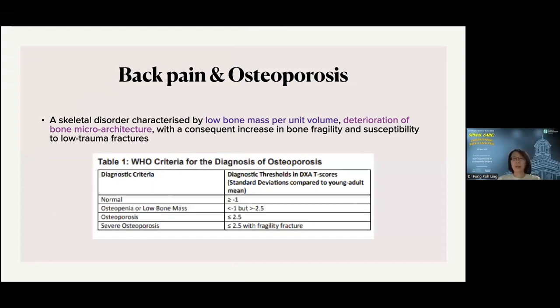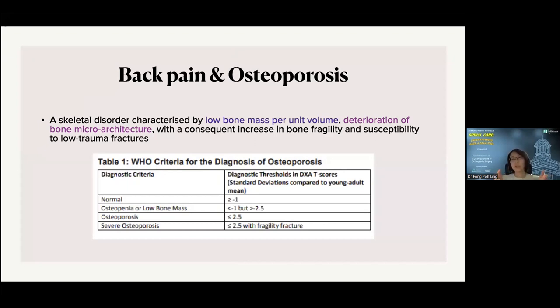Next, I'm going to talk a bit about how osteoporosis itself affects the elderly as well as back pain. So what exactly is osteoporosis? Osteoporosis is a problem that mainly affects the bones, or the skeleton itself. It is defined by a low bone mass per unit volume, and it results in a loss of the architecture of the bone, where it becomes very thinned out. Because of this thinned out bone structure and the loss of bone mass, the bone becomes very fragile and is prone to fractures even with very low trauma.